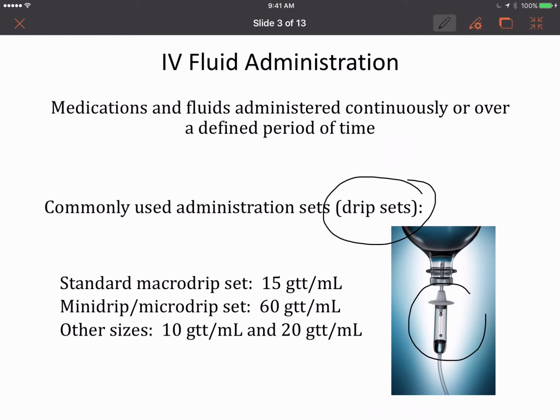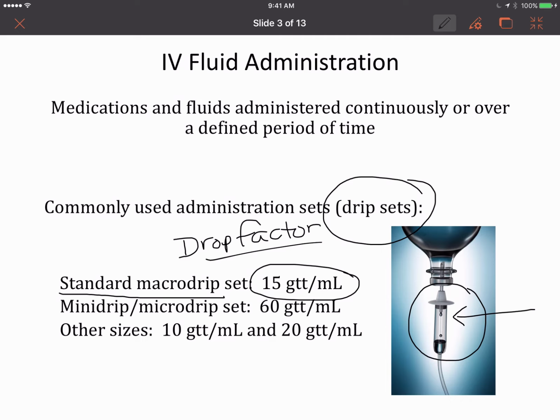If you look in this picture and you see this little drop coming out, the number of drops per mil differs based on the type of drip set. The one that we most commonly use is called the standard macro drip set, and that delivers 15 drops per mil. This is called the drop factor, and we use the drop factor in our IV fluid calculations.